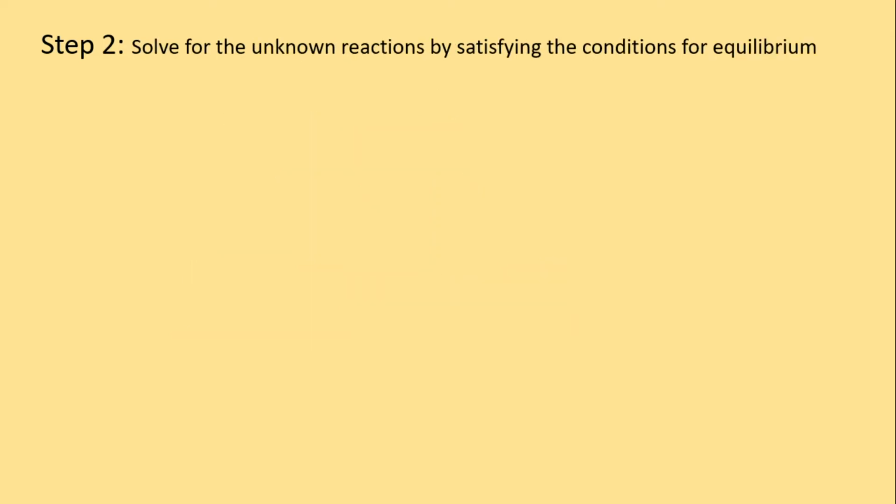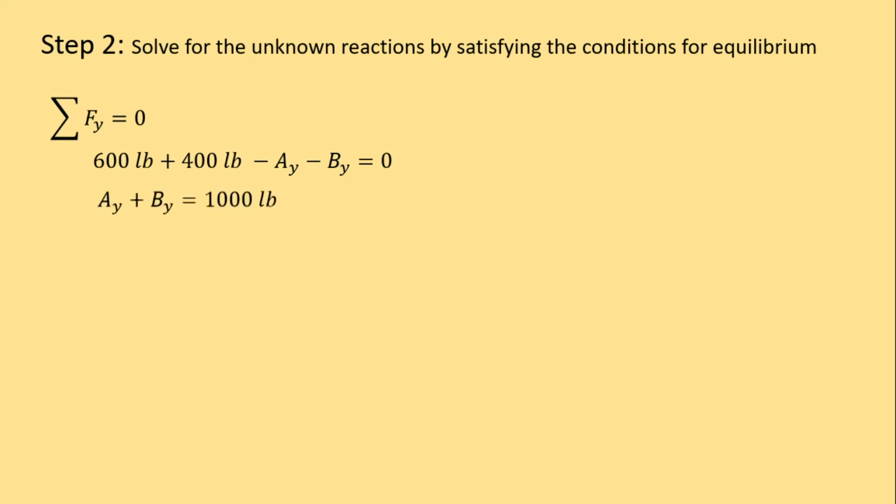Now, step 2, we have to solve for the unknown reactions by satisfying the conditions for equilibrium, yung tatlo. So first, we have to satisfy summation of forces vertical must be 0. Then we have vertical forces, the 600 pound and 400 pound, both going downward. So we assume them as positive, and going upward as negative. So we have minus Ay minus By, which should be 0. So to calculate that, Ay plus By is equal to 1,000 pound.